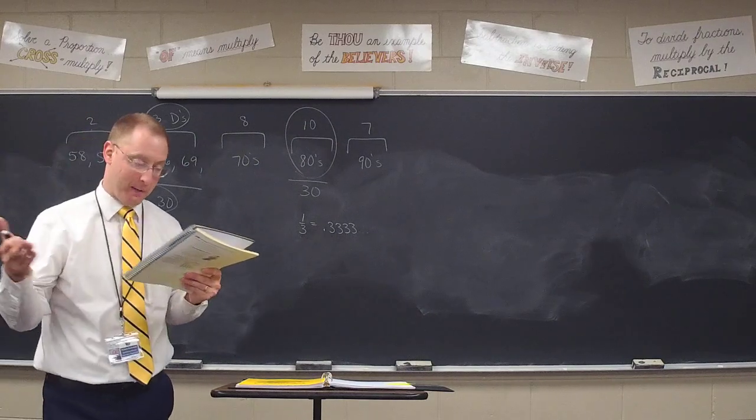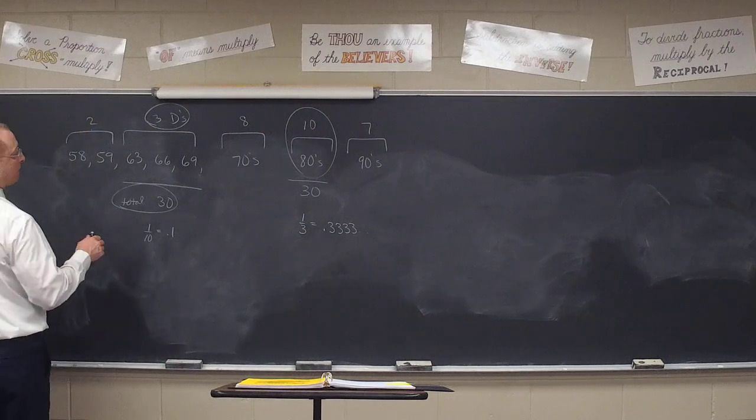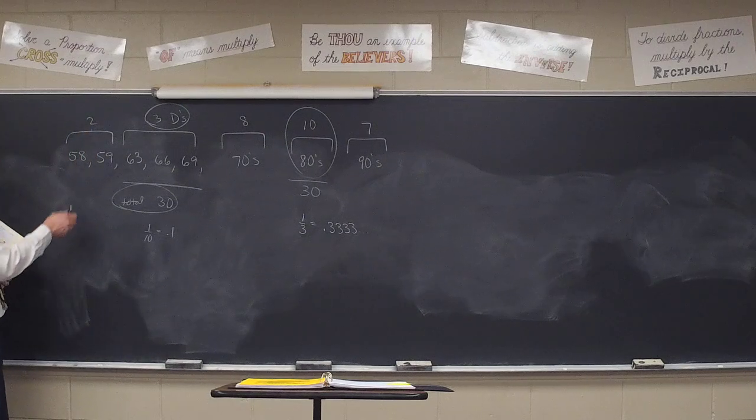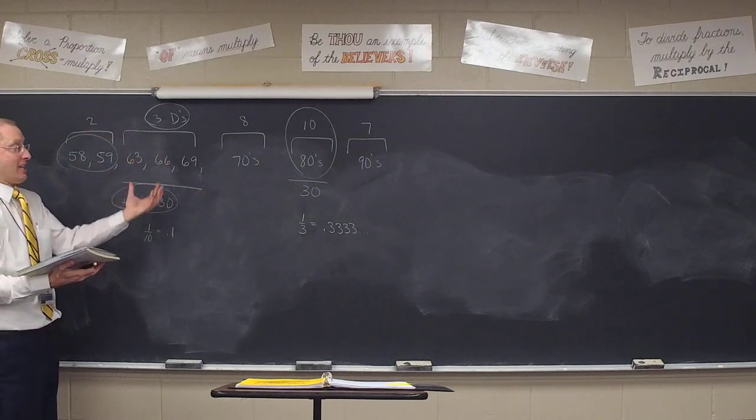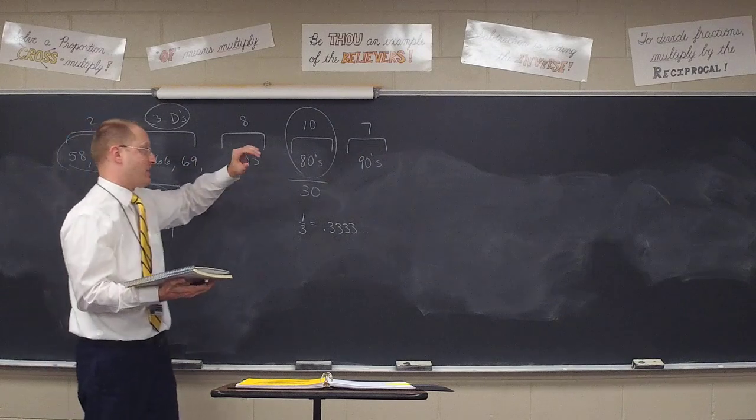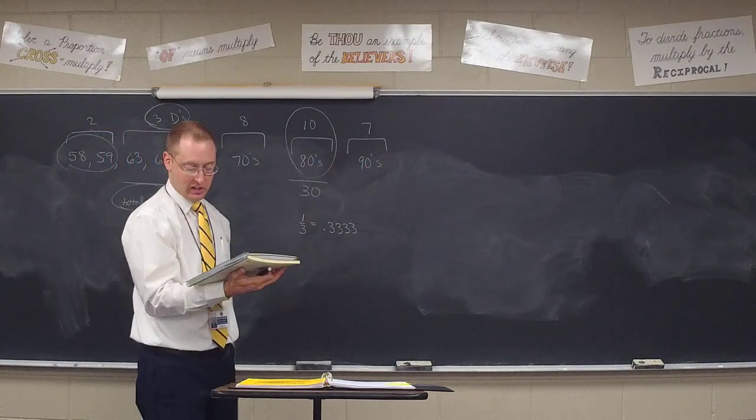Now for the histogram. The histogram, we're not showing percents. We're going to show that in this classification, in the 50s class, there were 2 students. In the 60s class, 3. In the 70s class, 8. In the 80s class, 10. And in the 90s class, 7.